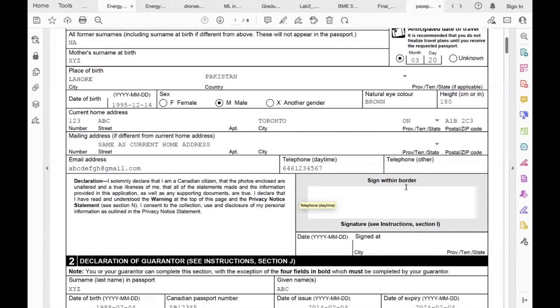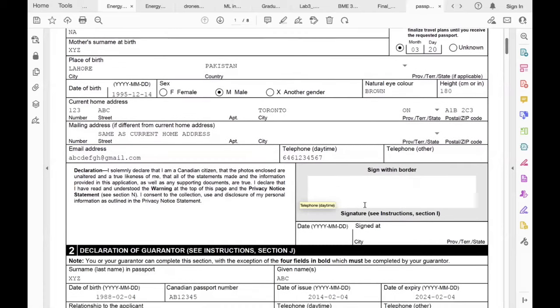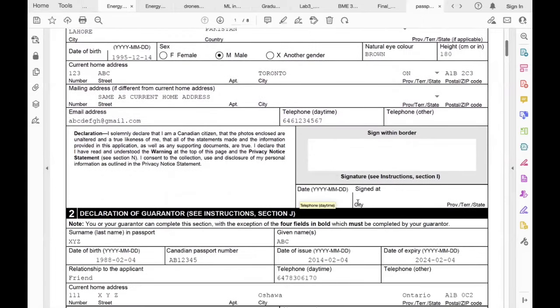Then you need to sign within the border, so you sign in this white area. I recommend you just take the printouts and then sign it and put the date. Everything with the black pen or dark blue pen.